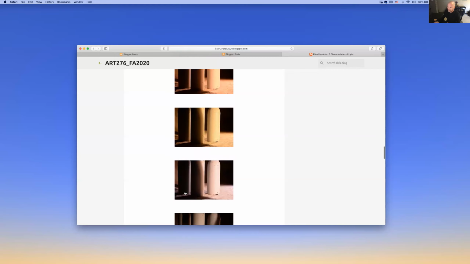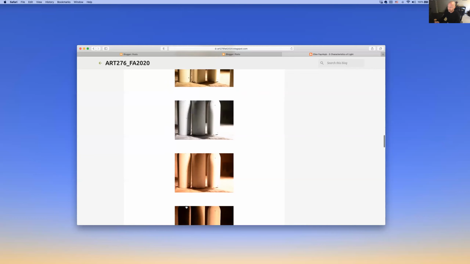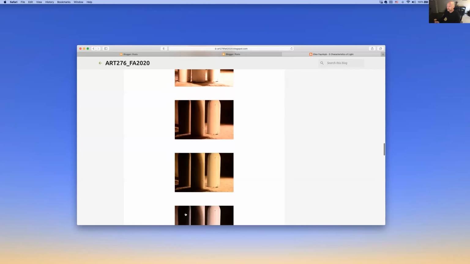So while composition suffers here because it's just the same thing over and over again, you've got the technique down pretty well.